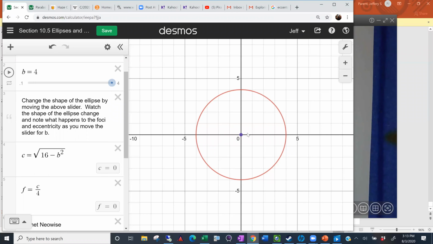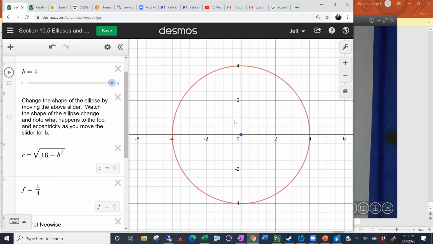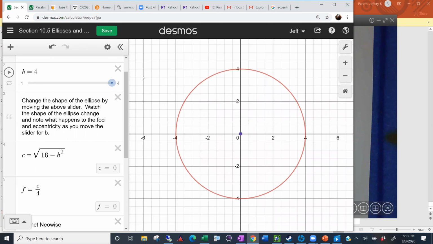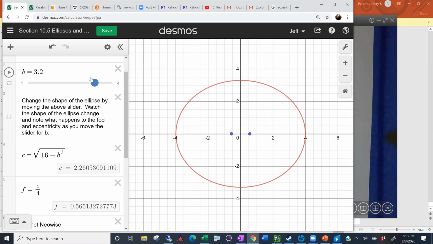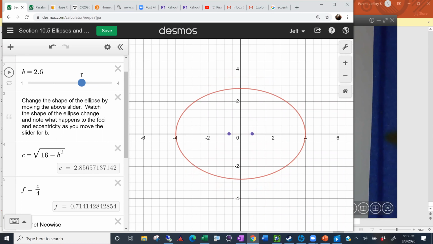So we'll start out with this graph, which is a circle. And I'll kind of zoom in a little bit. Don't want to zoom in too much. But as I move this slider, the shape of this circle is going to change into an ellipse. And the more I move the slider, the more eccentric it becomes.